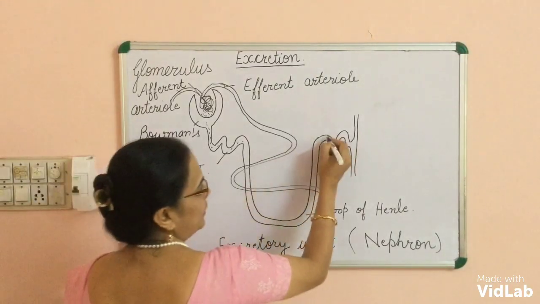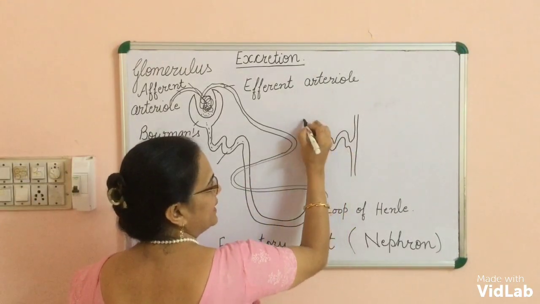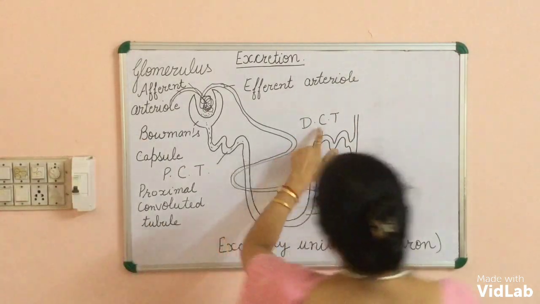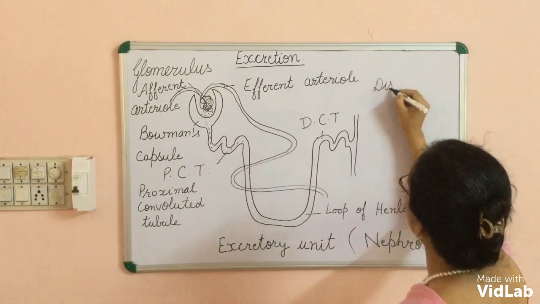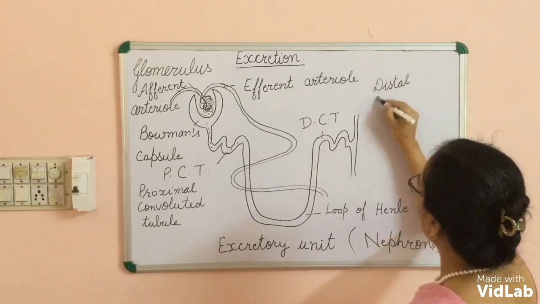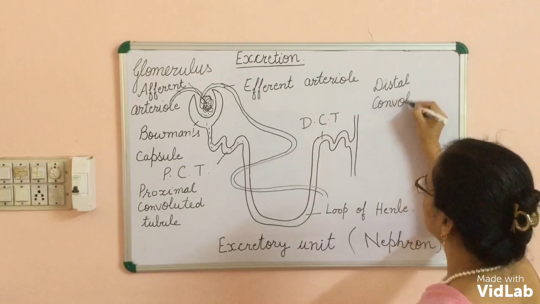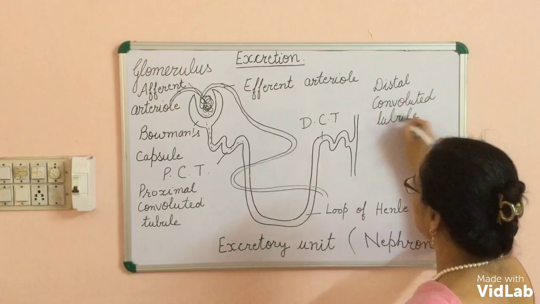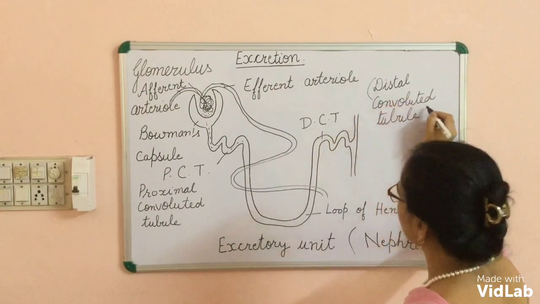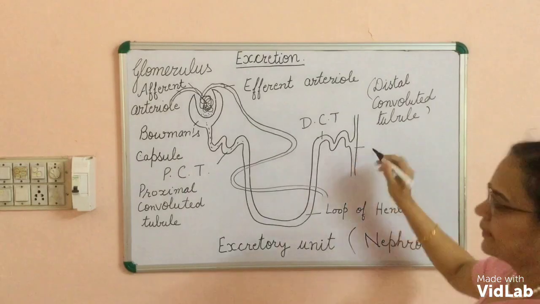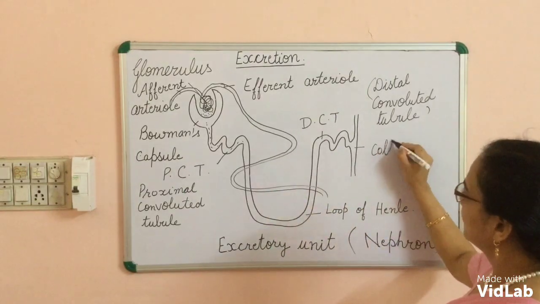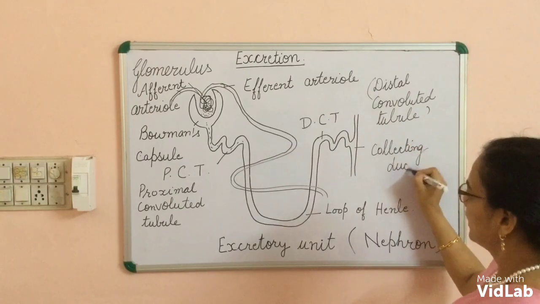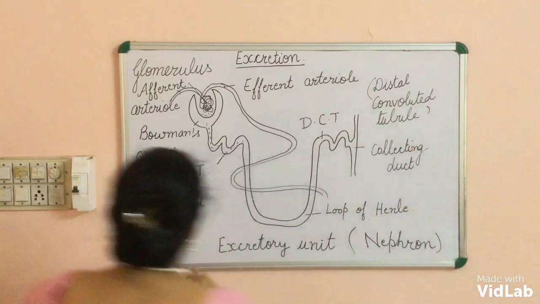This circular tubular part is DCT. DCT means distal convoluted tubule. This part, clear? This is the collecting duct. Now how does it work?